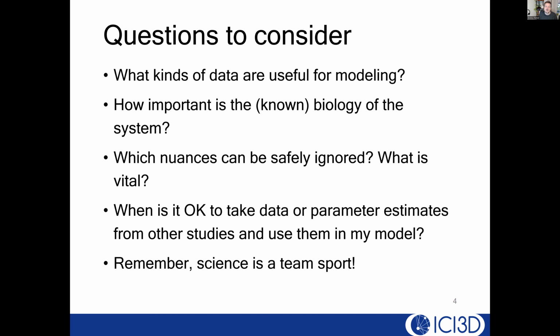If we're trying to understand, for example, malaria transmission, how critical is it to understand the differences between the different mosquito species that might transmit malaria? Is it vital for our question? Or can we potentially ignore some of those species differences and still be able to ask and answer interesting questions?